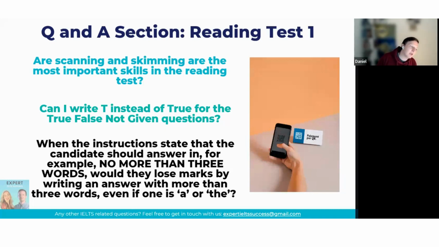Now, in the answer sheet, can I write T instead of true, F for false, and NG for not given? Can I do that? Yeah, it should be fine, as long as it's clear. As long as an examiner or the OCR reader can read that it's T for true, F for false, and NG for not given, that's fine. I have seen that many times and that's not a problem.